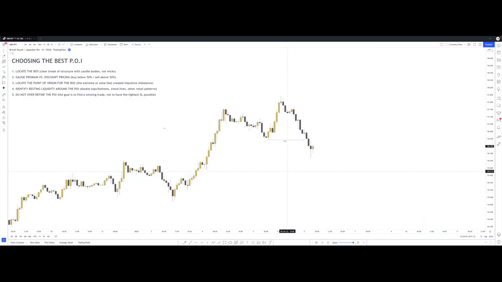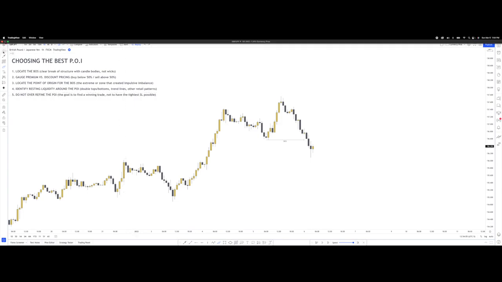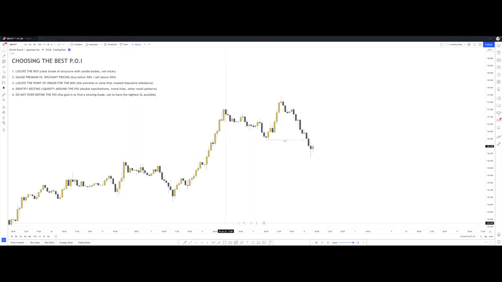Okay. So step number 2 in this scenario, let's gauge premium versus discount pricing. And that means buying below the 50% and selling above the 50%. So of course, if we're looking for a sell position, we're going to drag our Fibonacci or Gann box tool from this high to this low or vice versa. And we're looking for selling anywhere in premium pricing. Okay, so in this area here, above the 50% is where we're looking for.